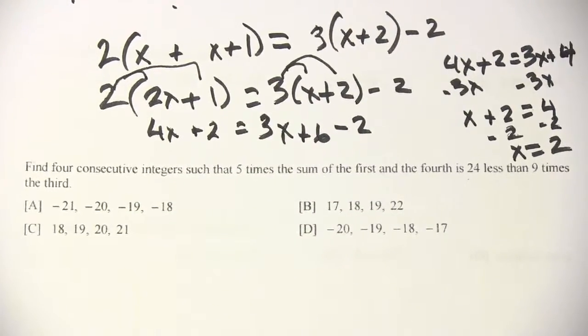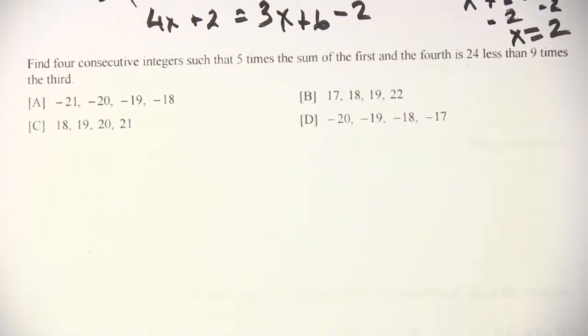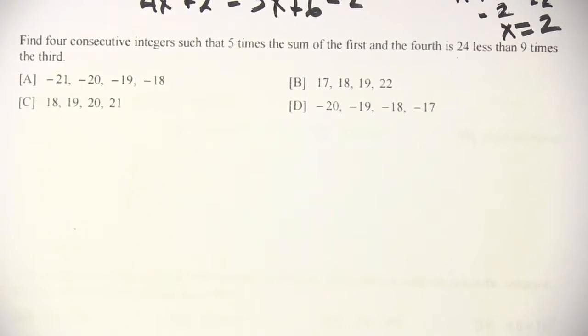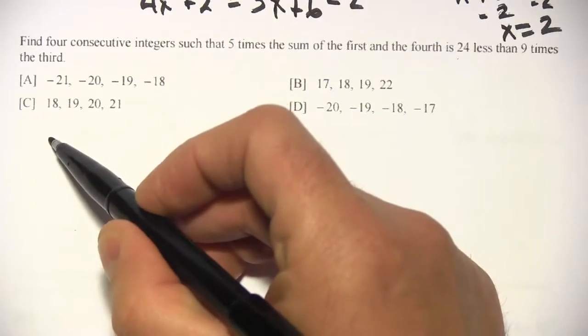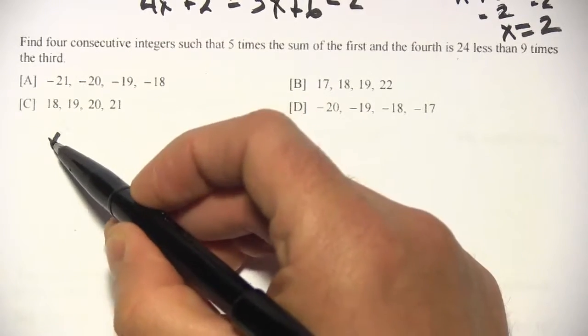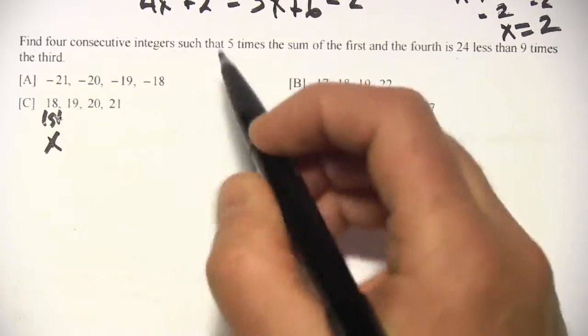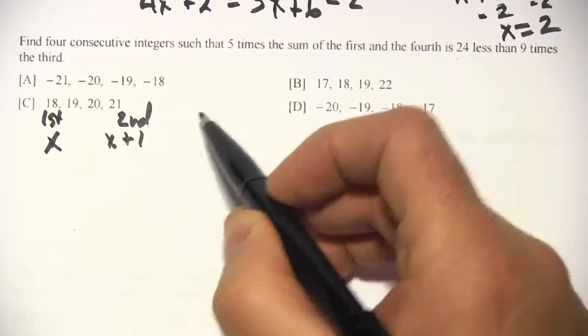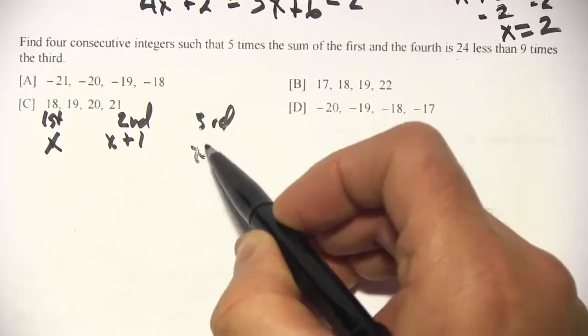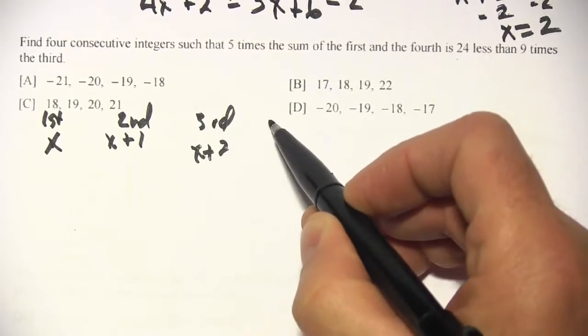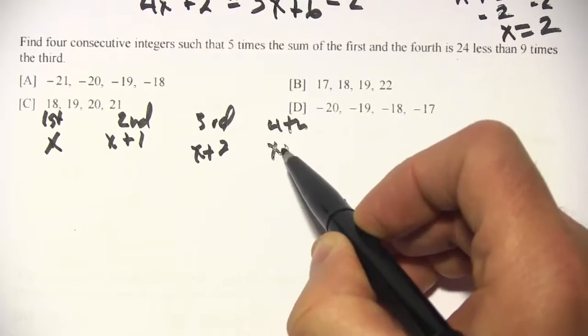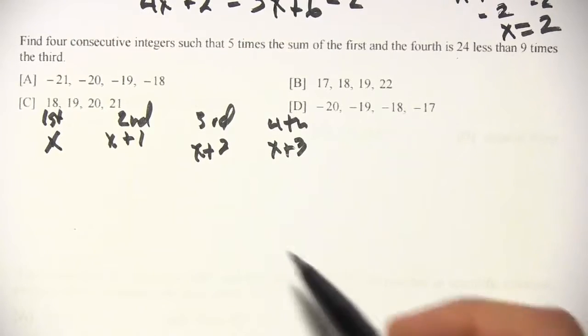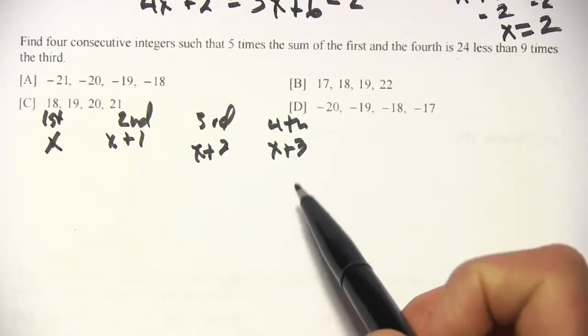So this says find 4 consecutive integers. So that's going to be a little bit more work, but I think we're ready for it. And again, we'll set up our 4 consecutive integers. So our first one is going to be x. Our second one is going to be x plus 1. Our third is going to be x plus 2. And our fourth, I'm sure you've guessed it, is going to be x plus 3. So those are 4 consecutive integers.